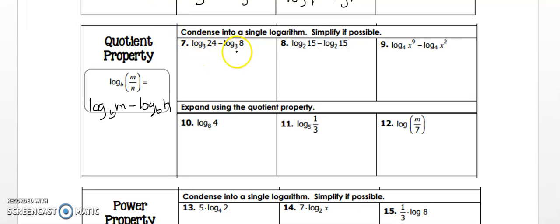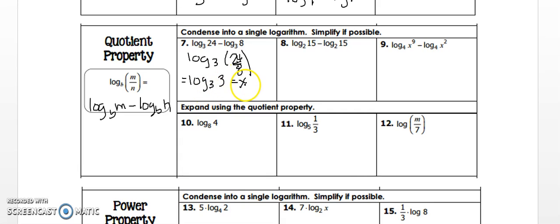All right, so let's condense this into one log. We have the same base, so this is going to become divided by, because this is minus. This becomes log base 3 of 24 divided by 8. Well, 24 divided by 8 is 3, so this is log base 3 of 3.